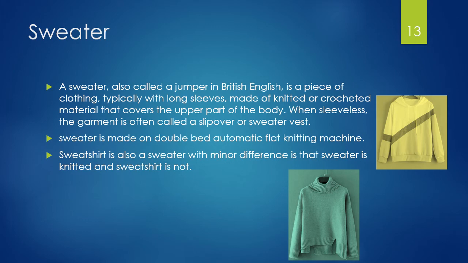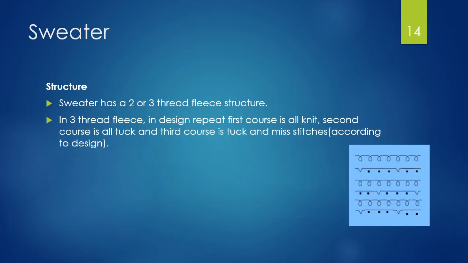A sweater is also, with a minor difference, that a sweater is knitted and a sweatshirt is not. The two types are sweatshirts and sweaters. Sweaters are knitted and sweatshirts are not knitted, basically. This is the structure used for sweaters. Mostly two thread or three thread fleece is used in the manufacturing of sweaters.